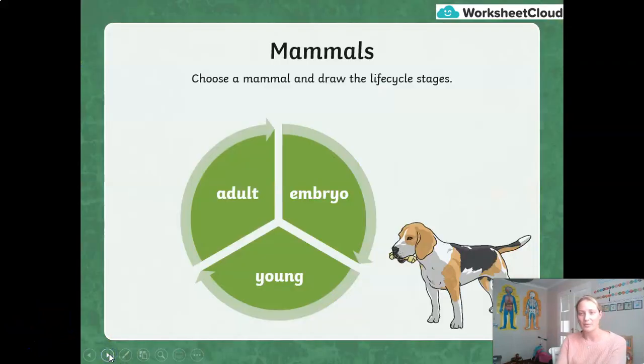Okay, so just to summarize, those are the 3 main stages of the life cycle of every mammal. We go from embryo to young to adulthood.